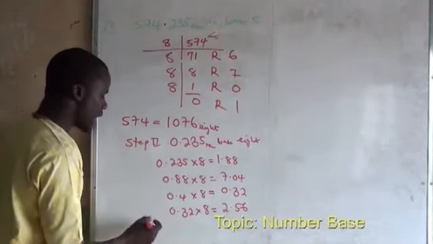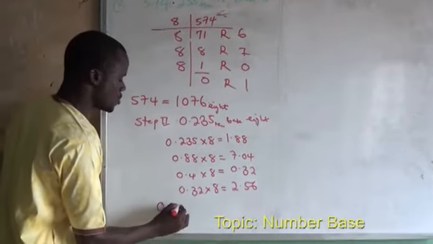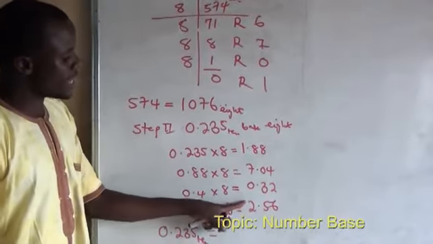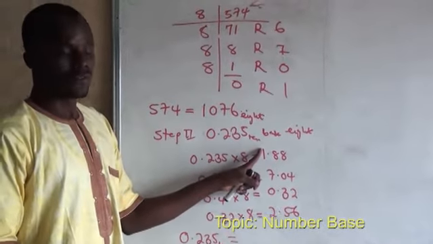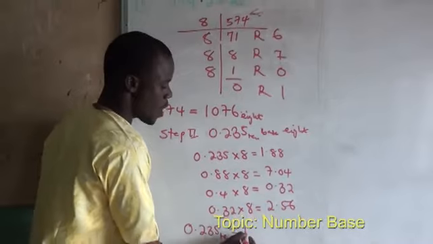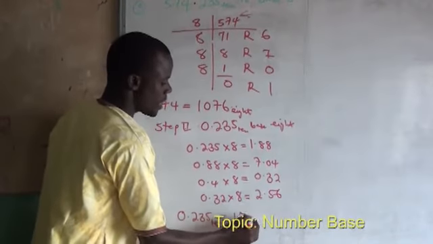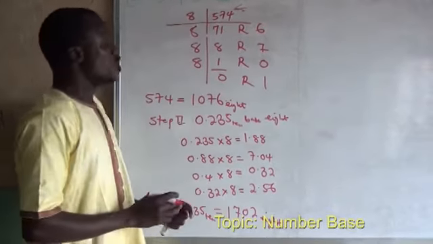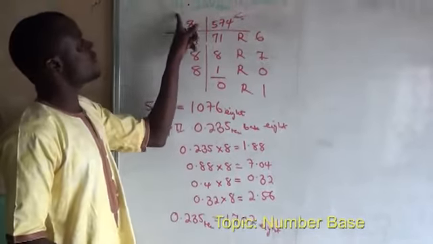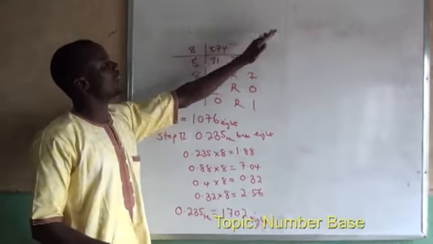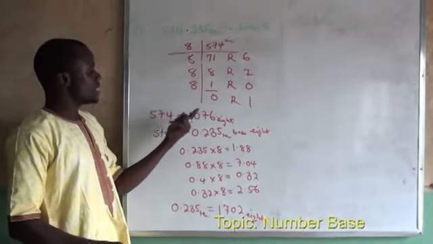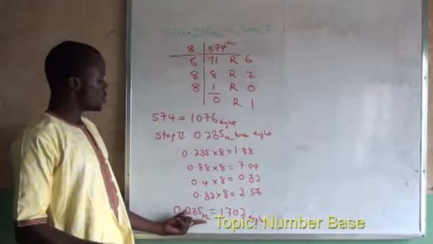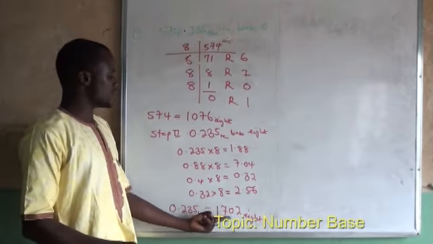So now the final answer of this 0.235 base 10 to base 8, you take the whole part of the numbers. Here we have 1, we have 7, we have 0, and we have 2. We write it as base 8. So now from here you can see 574.235 base 10 to base 8. The whole part gives us 1076, and the decimal part gives us 1702.